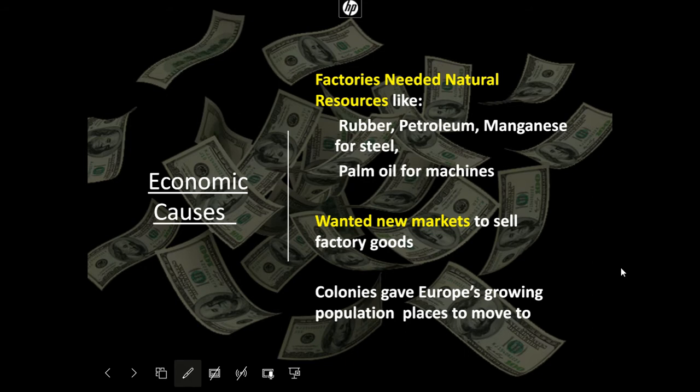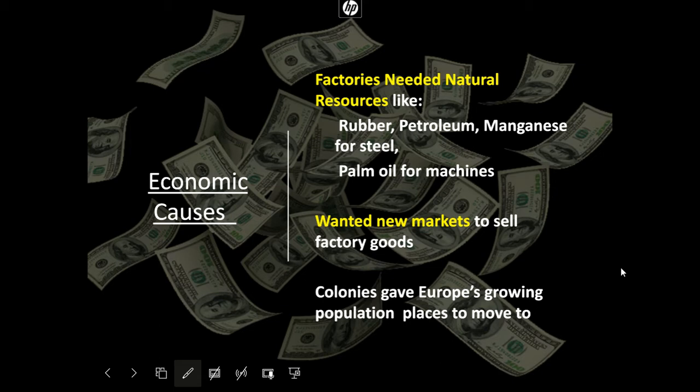All right, so the first cause we're going to discuss is economic causes. Money tends to rule the world, guys. So if you can find an incentive for someone to do something because it will make them rich, chances are someone's going to try it. So in this particular era, factories in these industrialized nations need resources. They need rubber, petroleum, manganese, different types of metals, cotton, things like that. And so when they need these resources, they need to go out into other areas to get them.